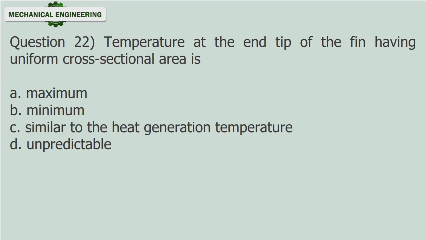Question 22. Temperature at the end tip of the fin having uniform cross-sectional area is A. Maximum. B. Minimum. C. Similar to the heat generation temperature. D. Unpredictable.